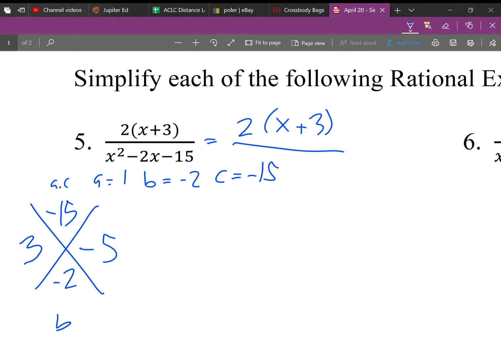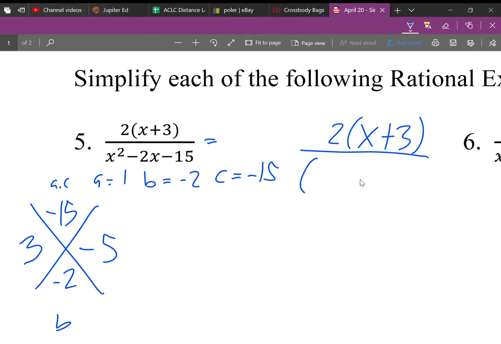I'm actually going to rewrite this a little bit over. I didn't really have room. So, 2 times x plus 3 on the top. On the bottom, I'll have x plus 3 times x minus 5.